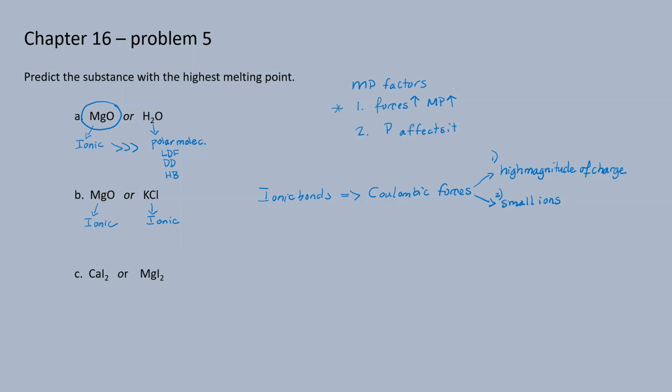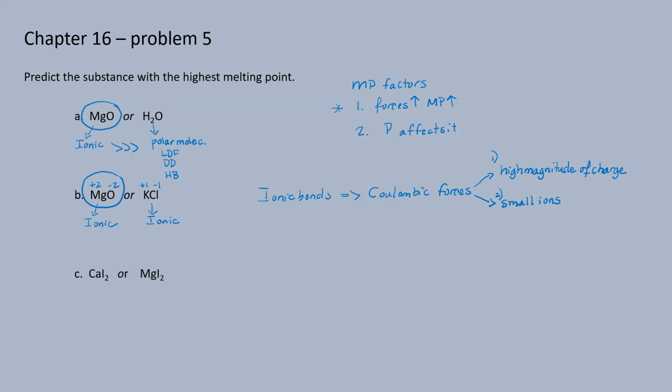So going back to our substances, in MgO, we're looking at a +2 and -2. In KCl, we're looking at a +1 and a -1. So a magnitude of 2 is greater than 1. So we definitely would predict MgO to have the stronger ionic bond. A stronger ionic bond is going to make it have a higher melting point.